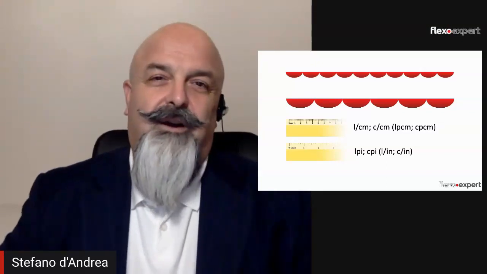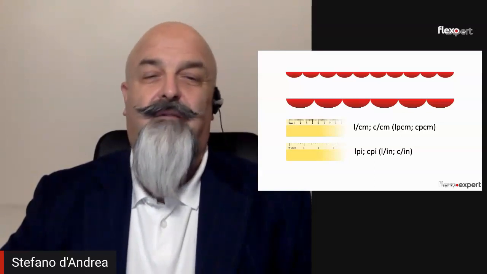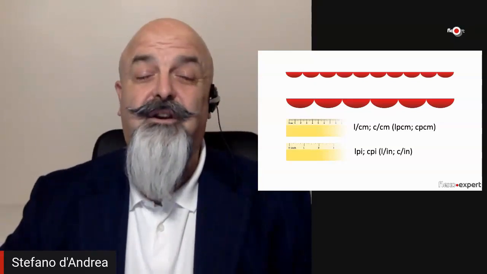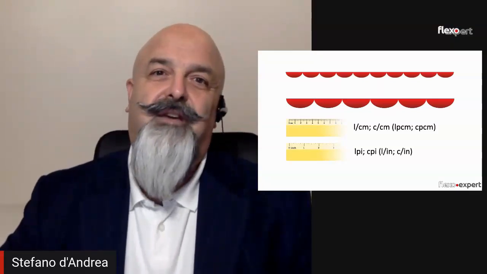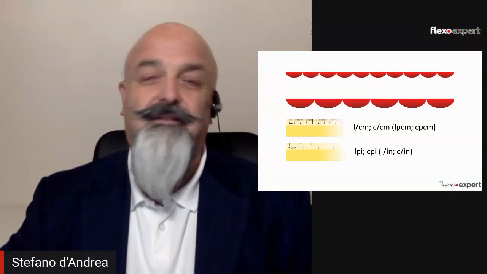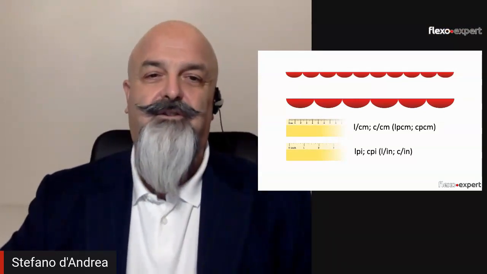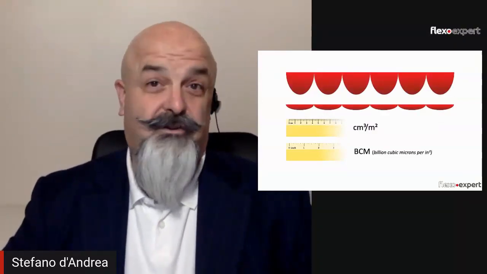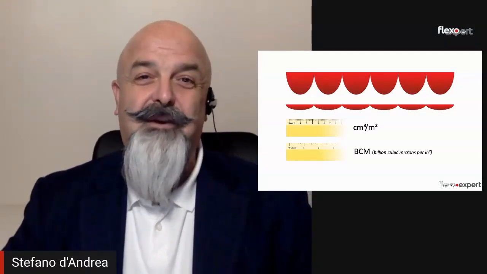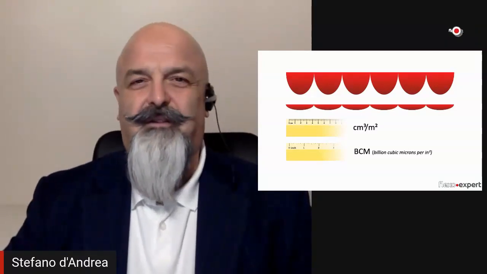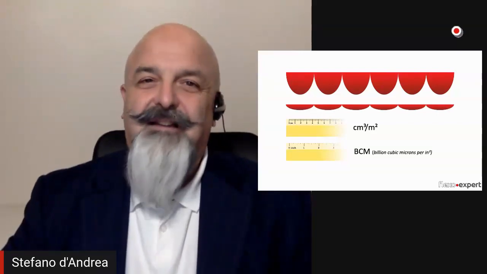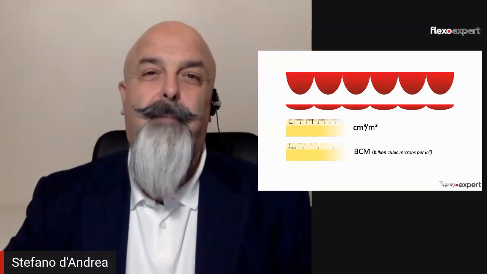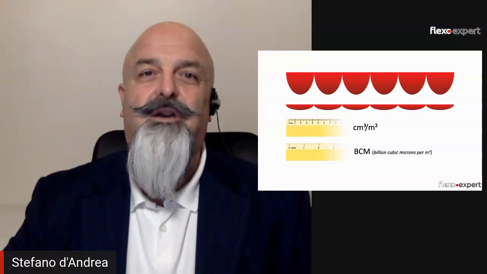In the same way, with the imperial system, we have lines per inch, which is typically used to describe the printing line screen. And then we have cells per inch, that is the number of cells that describe the engraving specification. Volume in the metric system is not grams. It's described as cubic centimeters per square meter, normally abbreviated in cubics. And with the imperial system, we have BCM, that stands for billion cubic microns per square inch.